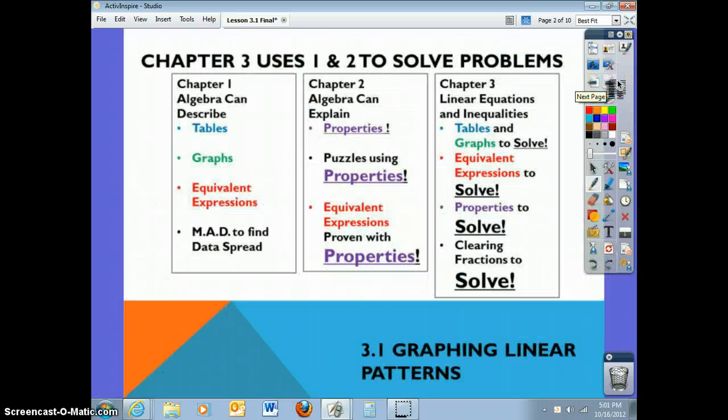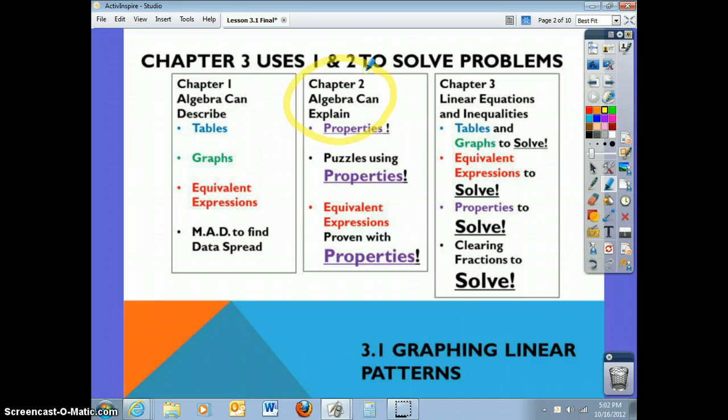Okay, before we do 3.1, let's go back and briefly look at chapters 1 and 2, because they all build on each other, not surprisingly. Chapter 1 was using algebra to describe, and they used tables, they used graphs, they used equivalent expressions and talked about whether or not they appeared to be equivalent, and they used mean absolute deviation, which is a way to describe the spread of data. Chapter 2 talked about algebra to explain, and the primary way they used algebra to explain was properties.